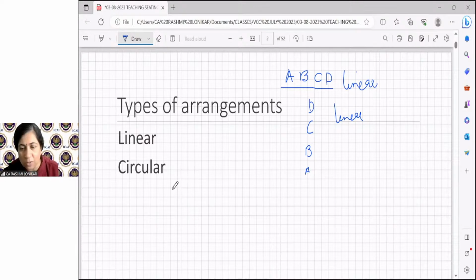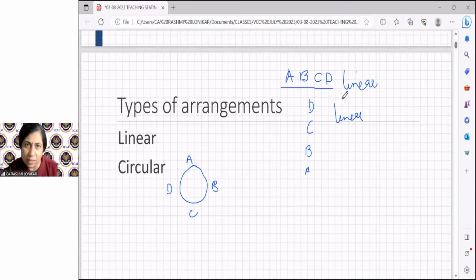When we are talking of circular, I'm saying that 4 friends are sitting around a table. So you go to a cafe and you're sitting. So I'm saying A, B, C, D are sitting around a table. That is known as the circular arrangement. So you may have questions like this, or you may have questions on linear. So two types of arrangements are there. One is linear, where people are in straight lines, either horizontal or vertical. And then you have the circular one, wherein people are sitting around a table or something that is round.